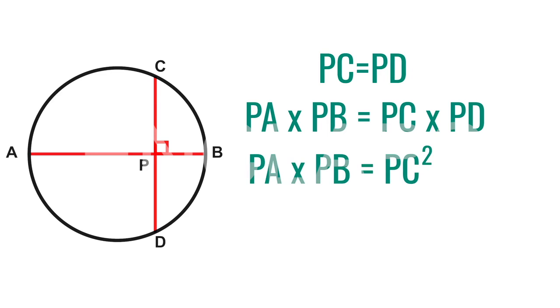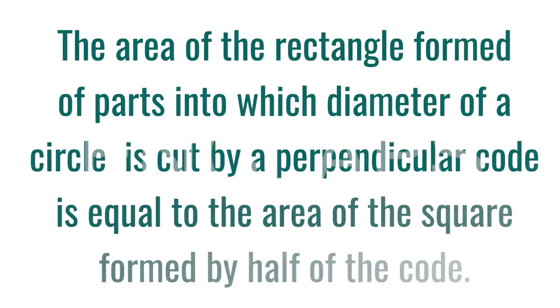In words, this can be written as: the product of the parts into which a diameter of a circle is cut by a perpendicular chord is equal to the square of half of the chord. In geometrical language, this can be put like this: the area of the rectangle formed of the parts into which the diameter of a circle is cut by a perpendicular chord is equal to the area of the square formed by half of the chord. We can use this principle to change a rectangle to a square of the same area.